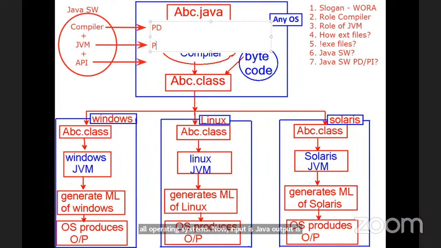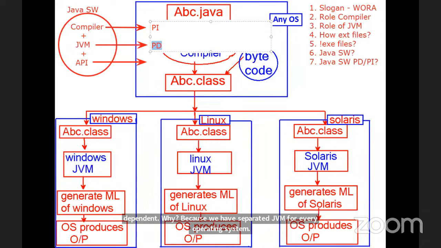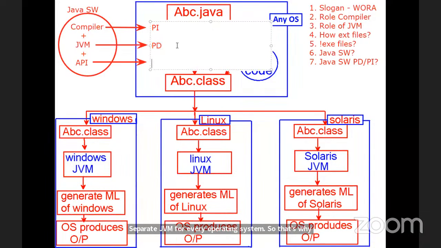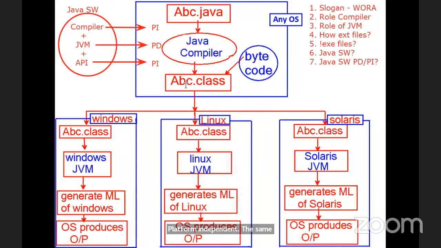Tell me, JVM is platform independent or dependent? Platform dependent. Why? Because we have a separate JVM for every operating system. So that's why it is platform dependent. Next, API. API means Java program. Tell me, is a Java program platform dependent or platform independent? Platform independent. The same Java compiled code, abc.class file, I can execute in all operating systems.